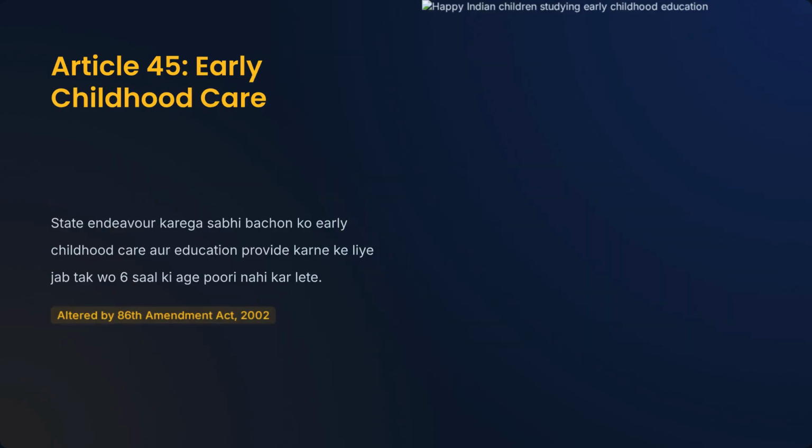Article 45 is about early childhood care. The state should strive to provide early childhood care and education to all children until they complete 6 years of age. This article was altered by the 86th Amendment Act, 2002.